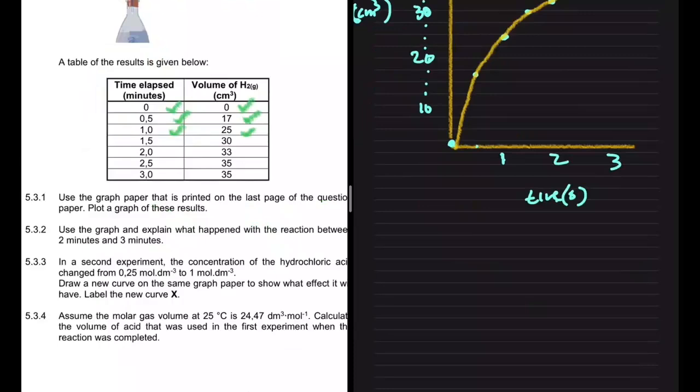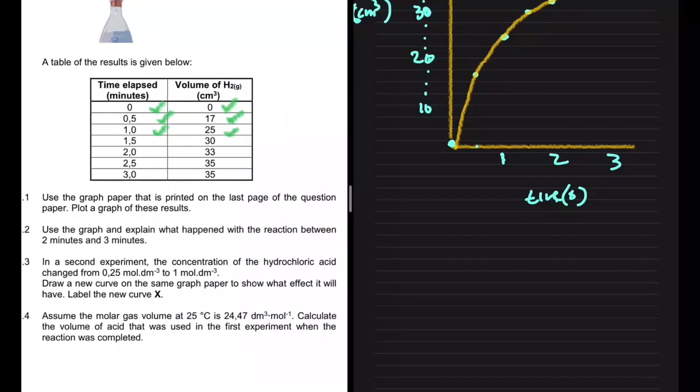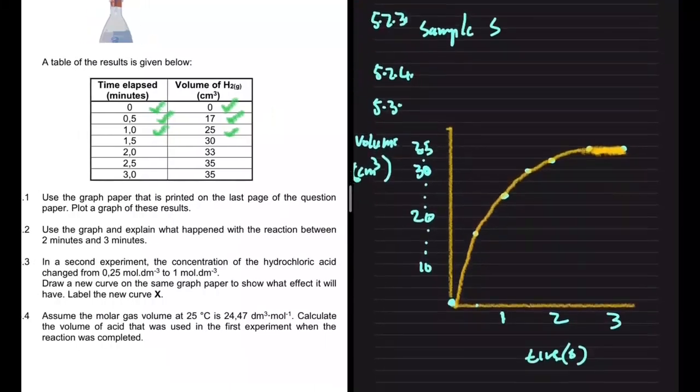5.3.2. Use the graph paper and explain what happened with the reaction between 2 minutes and 3 minutes. So let's go ahead and look at that. We're interested in 2 and 3. So let's see what happens at that point. You can see clearly that our line flattens out. Our gradient goes to 0. Our reaction is completed. It is no longer taking place. So that's what happens between t equals 2 and t equals 3 minutes. Actually, here on the x-axis, it's actually not seconds, but minutes, right?